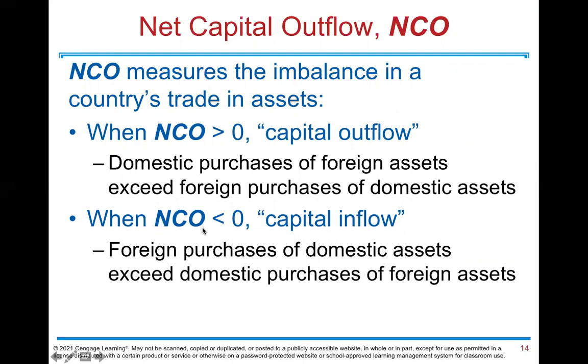Likewise, if NCO is less than zero, that means that we have a capital inflow. That means that the rest of the world is buying our assets. Foreign purchases of domestic assets, that's our US assets, exceed our purchases of their assets. So that means that there's a capital inflow here, that we're selling off a lot of our assets.